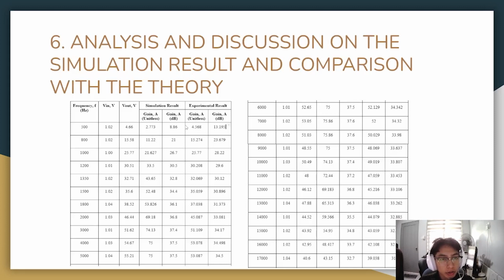And for number 6, the analysis and discussion on the simulation result and comparison with the theory. After we did the simulation, we also did the experimental testing. For experimental testing, we vary the frequency. You can see in the table here the values of Vin and Vout for each frequency, and we calculate the gain and compare it side by side, so we can see the difference between simulation and experimental result.